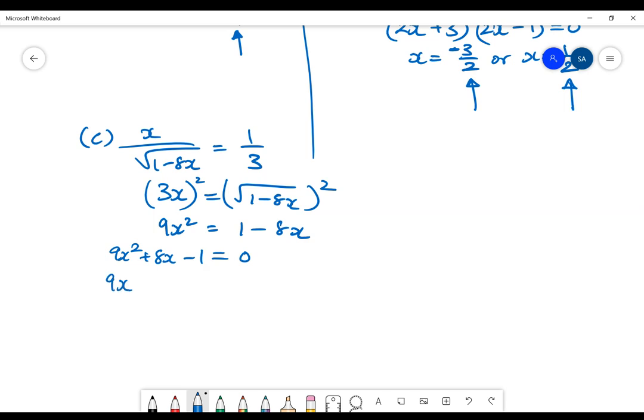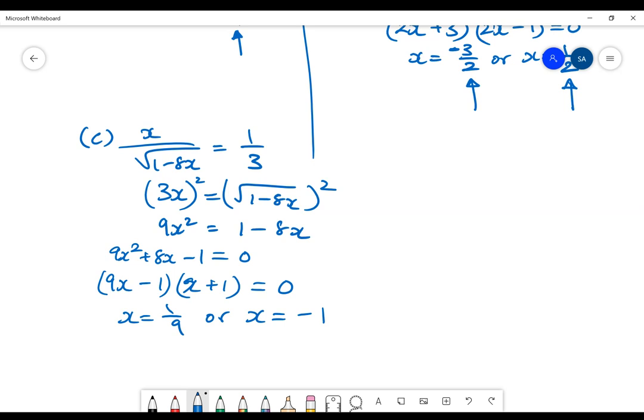And this you get, okay, let's counter check. 9x and minus x, yes, correct. So you get 8x. So equate it to 0 as well. So over here you get x as 1 over 9, or x equal to negative 1.